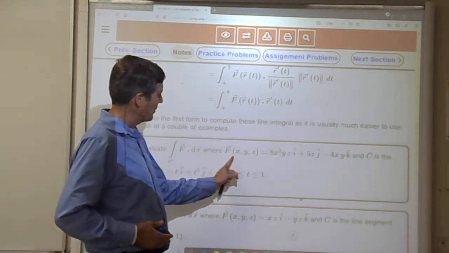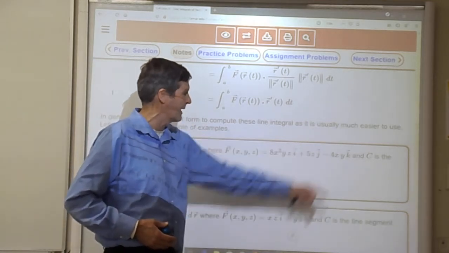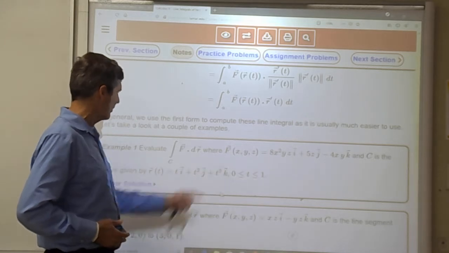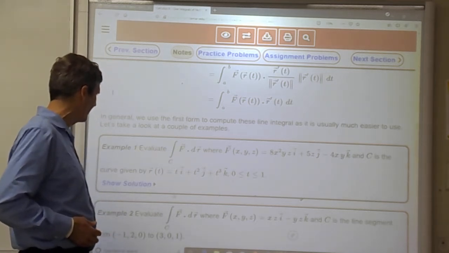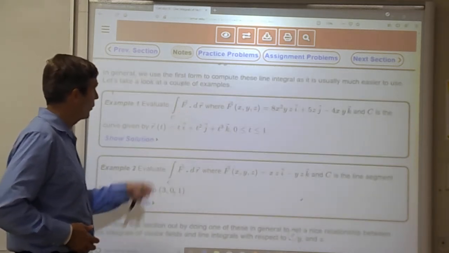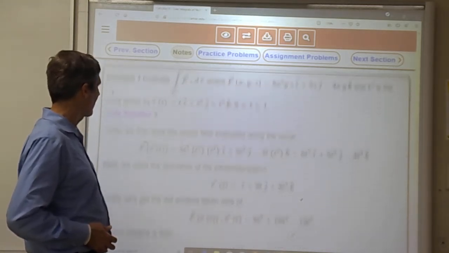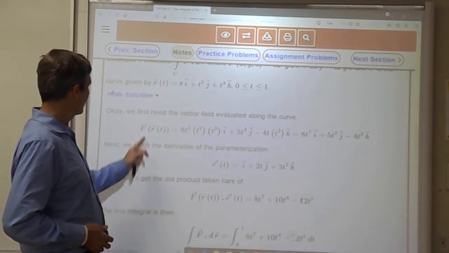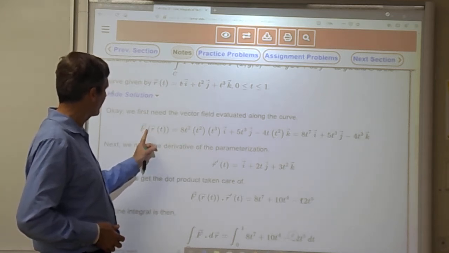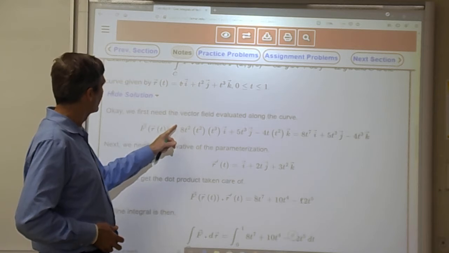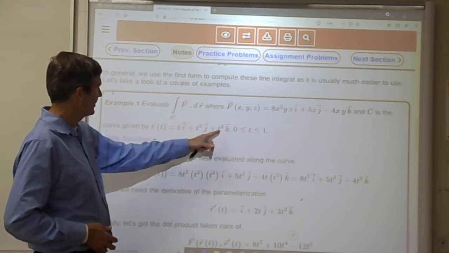Suppose F is a force, F is 8x squared yz i plus 5z j minus 4xy k, and C is the curve given this way: t i, t squared j, t cubed k for t running between 0 and 1. How do we find the integral of F dot dr, the work done by this force along this path? Well, we said we can write F along the path by writing the path parametrically. So F of r of t is F with t for x, t squared for y, and t cubed for z in this formula.